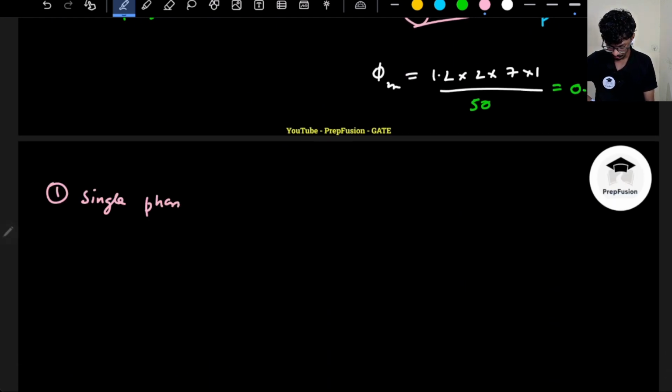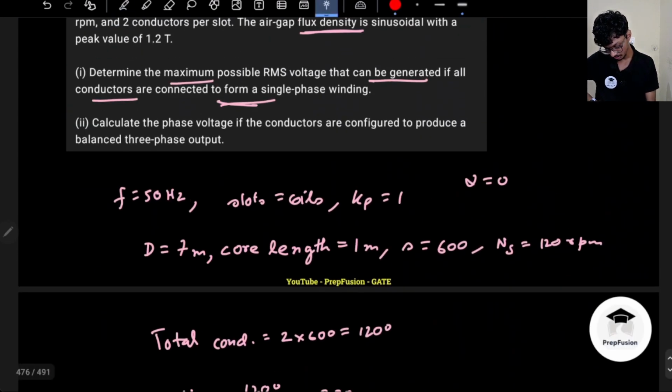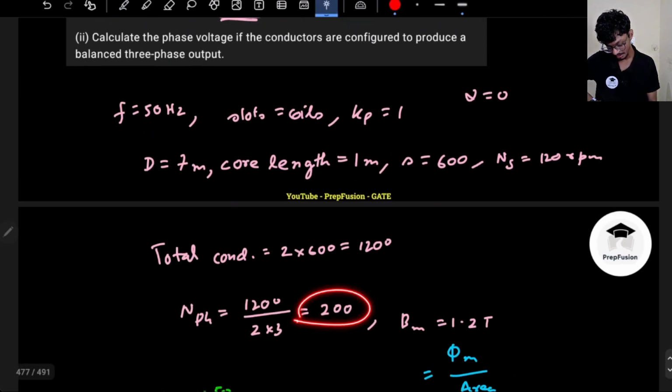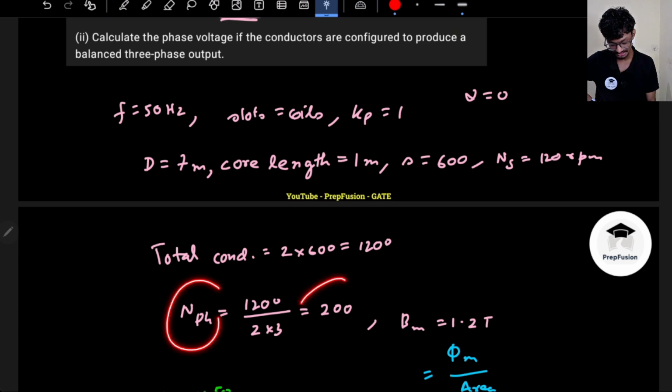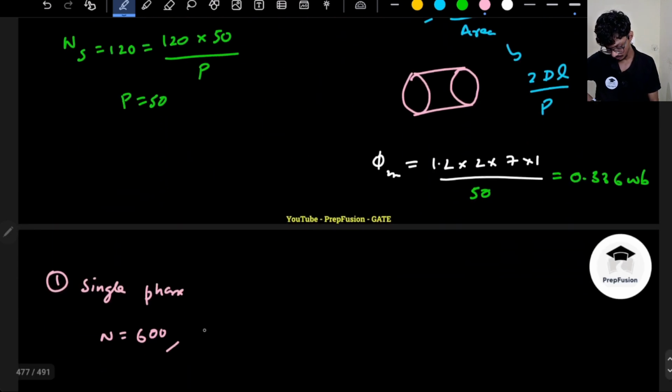If it is single phase winding, then what will be the number of turns? Total number of turns will not be 200 anymore. It will be 600 because each phase has 200. So total number of turns, if it is a single phase, it will have 600. Okay. Now what is my KD distribution factor?